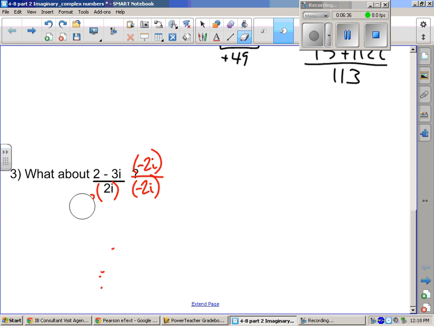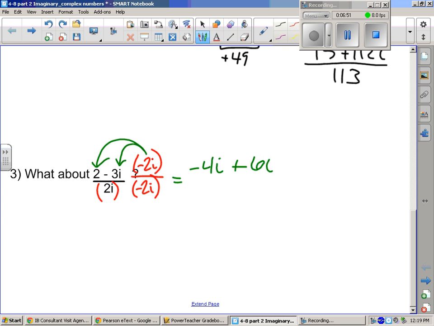Okay, so this time it's not necessarily foiling because it's not two binomials. Here we can just distribute. I'm going to take 2 and multiply by negative 2i, so that's minus 4i. And then the next part, that will get a positive 6, and that will be i squared. And then on the bottom, I will put together my negative 2 and positive 2, that is negative 4. i times i is i squared. We will simplify. i squared is negative 1, so that whole thing is really negative 6.